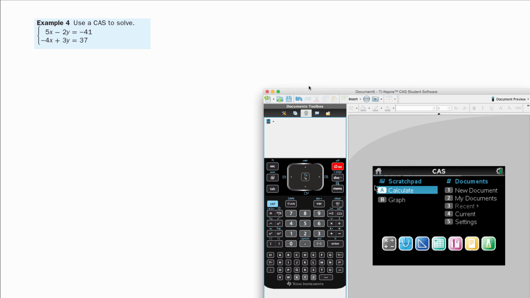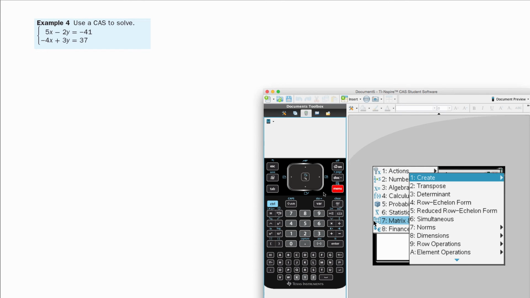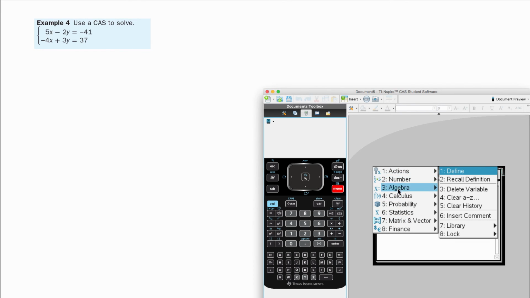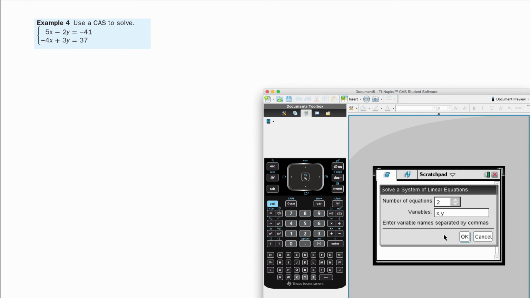Okay, I've got my calculator up. We want to go into Calculate, and then from Calculate, we're going to want to get into the CAS functions. So we're going to go to Menu. Within Menu, I have a number of different choices. The one I want is Algebra. In Algebra, I'm going to go down to number 7, solve a system of linear equations. Then I want linear equations. I have 2 of them. Their variables are x and y.